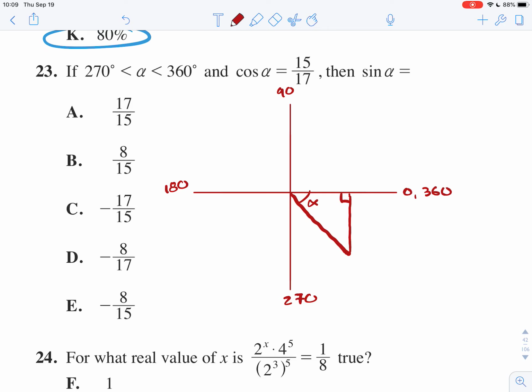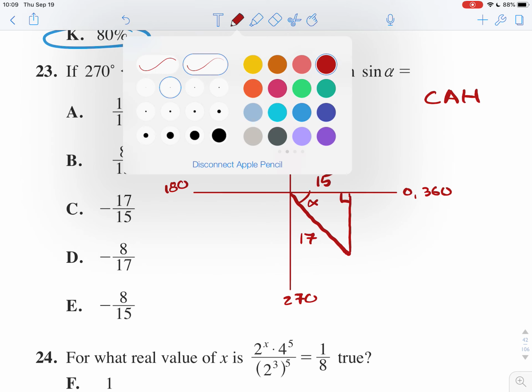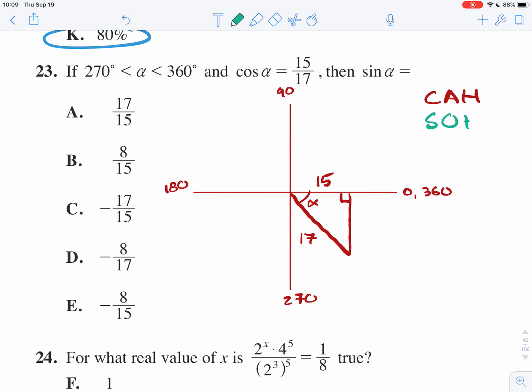They tell us that the cosine of alpha is 15 over 17, so if we remember SOHCAHTOA, cosine is adjacent over hypotenuse. So that's 15, and then the hypotenuse is 17. Perfect. So adjacent over hypotenuse, and then they want to know what is sine alpha. So if they want to know what sine is, that's opposite over hypotenuse. We don't know what the opposite side is, so we need to figure that out.